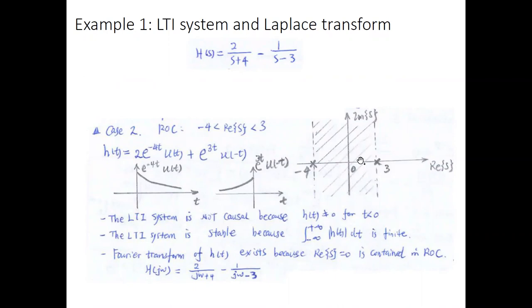But the ROC does contain the imaginary axis, in which case the Fourier transform exists and this satisfies the condition for stability, so the system is stable. Again, we can tell causality and stability from h of t or from the region of convergence of the Laplace transform. The result should be the same. And this Fourier transform just replaces s with j omega. So it is the Fourier transform of the same h of t.